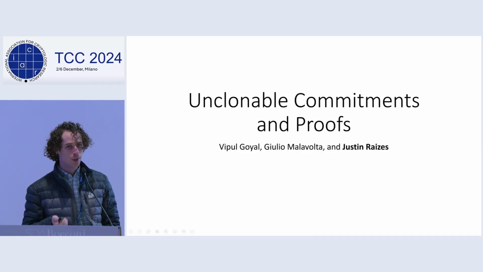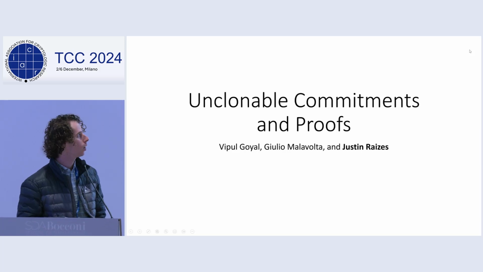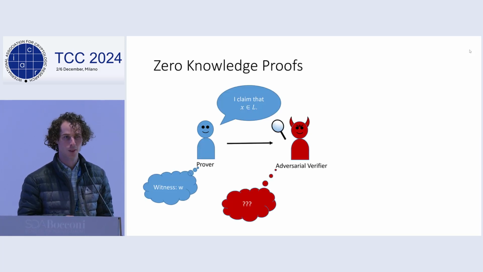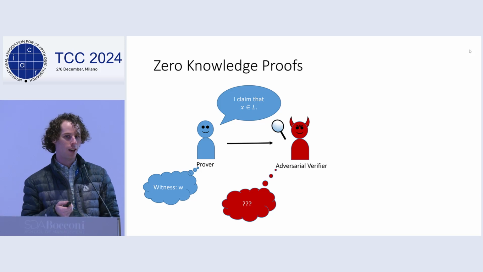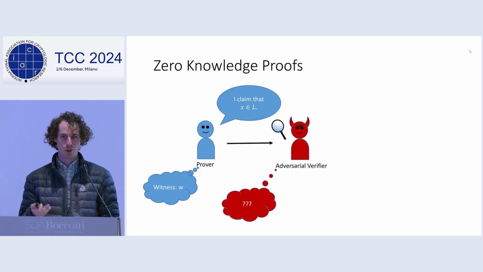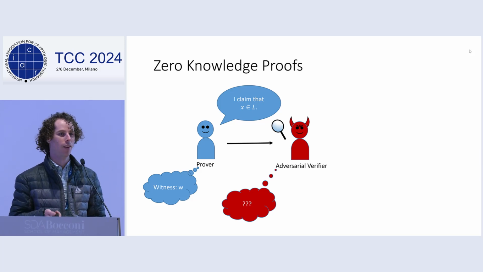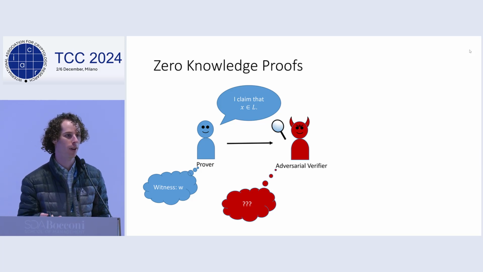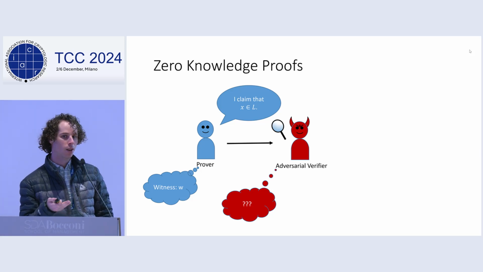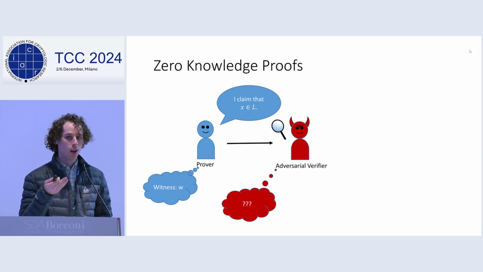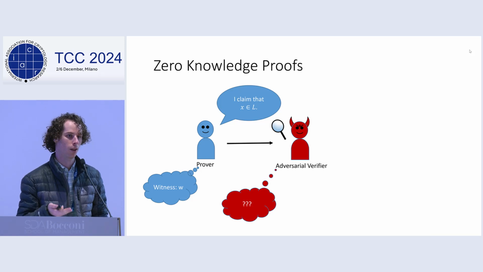Hey, I'm Justin. Thank you for the introduction. I'll be talking about our work on unclonable commitments and proofs. The starting point is just zero-knowledge proofs. I'm sure that you are all familiar with this. But the idea is that we have a prover that wants to prove to some verifier the truth of some NP statement without revealing any additional information. In particular, the verifier is not going to learn the witness.